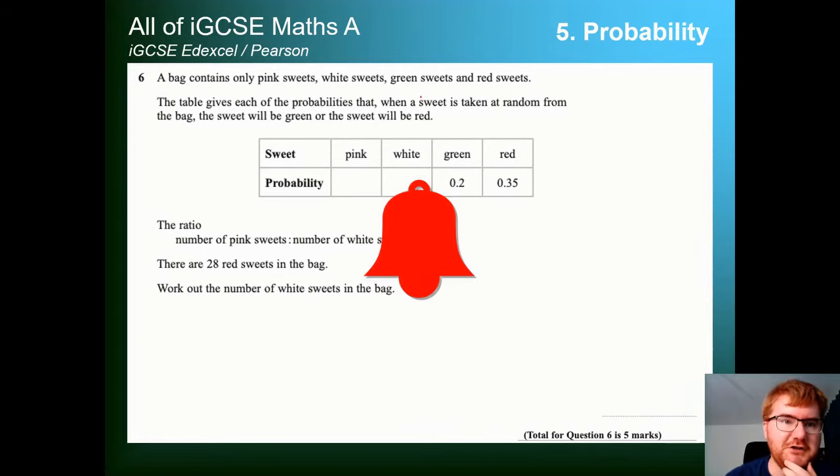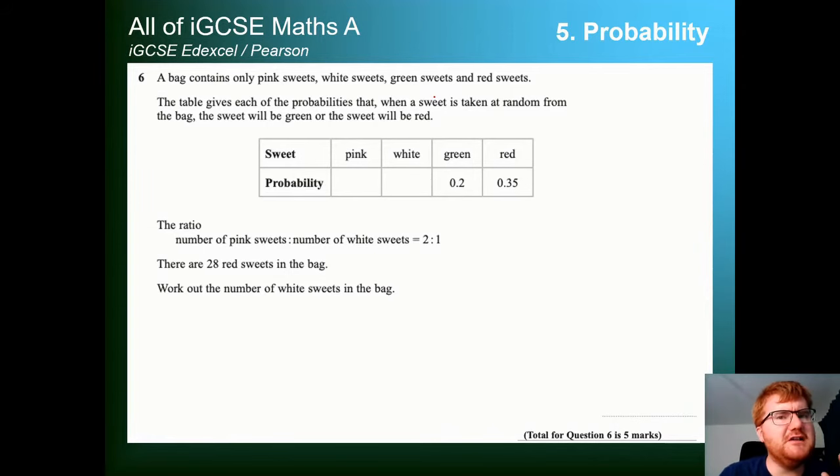Right, so let's have a look at question 6. In probability questions, there's usually quite a lot of reading to do and to go through and label the important information. So the bag only has pink, white, green and red sweets. There shouldn't be anything extra to our table. And we've got each of the probabilities that when a sweet is taken at random from the bag, the sweet will be green or the sweet will be red. So we've got those particular probabilities of 0.2 and 0.35.